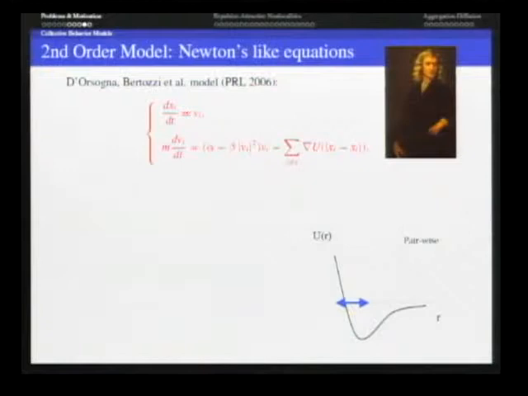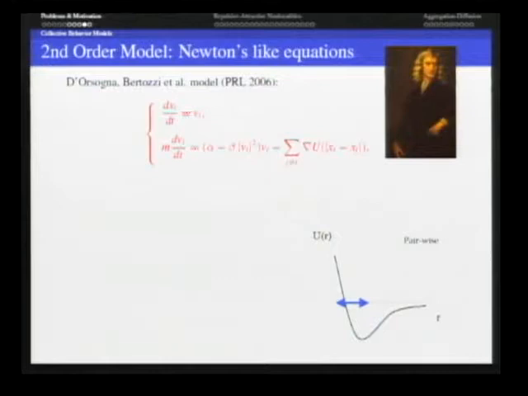In fact, one of the basic models in that direction was introduced by the UCLA group around Maria Rita D'Orsogna, Andrea Bertozzi, Lincoln Chayes, and others. One of the basic models that they were studying is this kind of second-order Newton-like equations, in which you have this attraction-repulsion effect modeled by just these pairwise forces. And for them, the typical potential is something of that form.